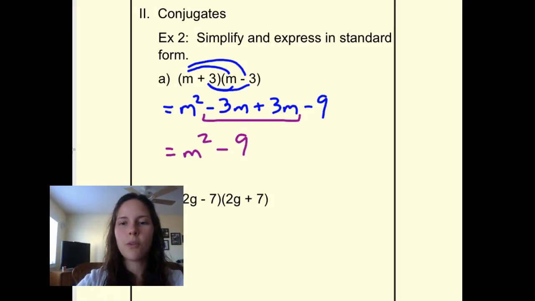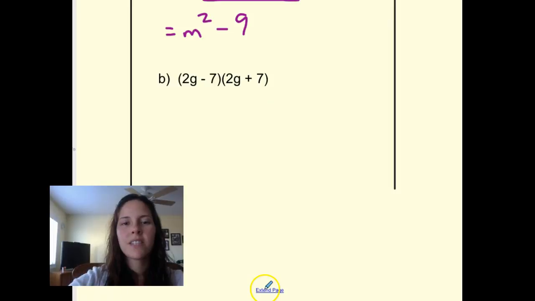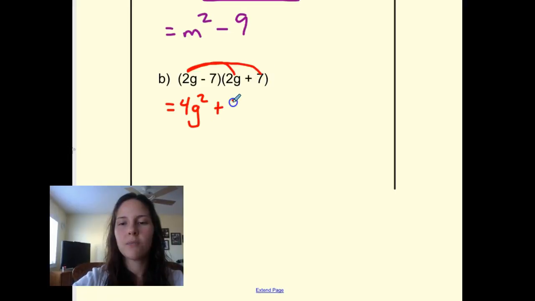We'll take a look at one more set of conjugates. Distributing my 2g, 2 times 2 gives me 4. G times g gives me g squared. 2g times 7, 2 times 7 gives me 14g. -7 times 2g, -7 times 2 gives me a -14g. And -7 times +7 gives me a -49.